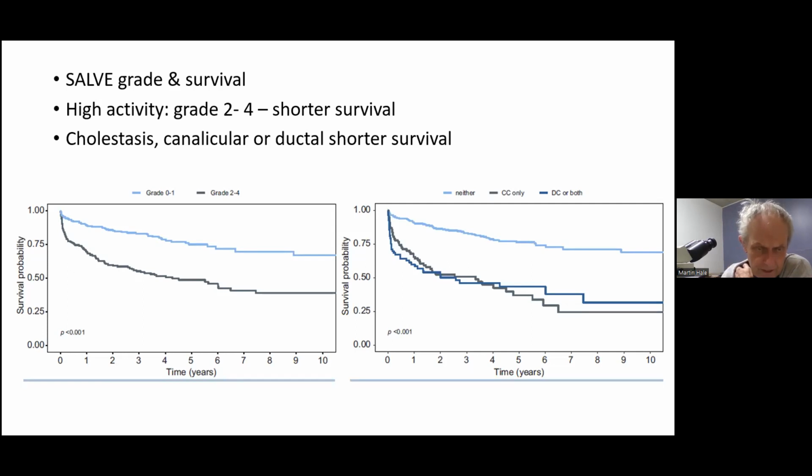Whereas if you have a higher grade of activity, grades 2 to 4, then the survival drops off quite significantly to below 50% at 10 years.